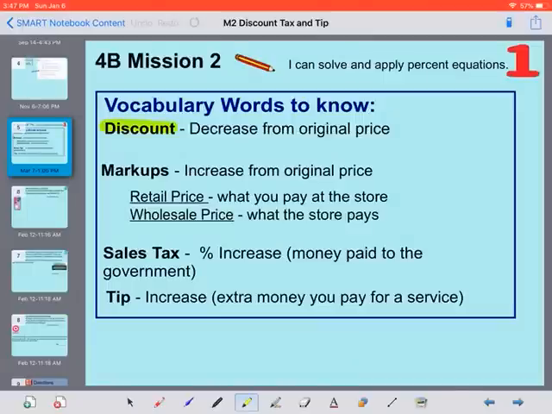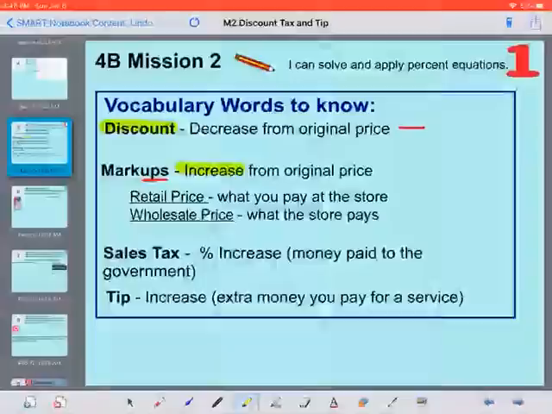First one is a discount. A discount is a decrease from the original price. So if you get a 20% discount, that would tell you that you're getting 20% off of the original price, or you're going to subtract something from the original price. A markup is just like it says, marking up something would be increasing the price from the original.